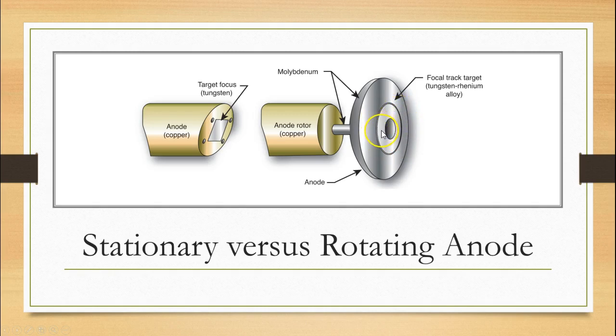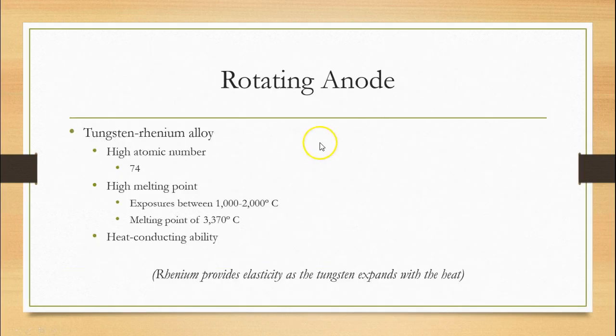Now we use the tungsten due to the high melting point at 3370 degrees Celsius, and then we add in the rhenium. The rhenium is really good to allow the tungsten to expand and contract without cracking. So that's really important because with the really fast high heat, tungsten tends to crack and vaporize. So we add the rhenium, allowing it to expand and contract as needed. All right. So rotating anode, tungsten rhenium alloy.